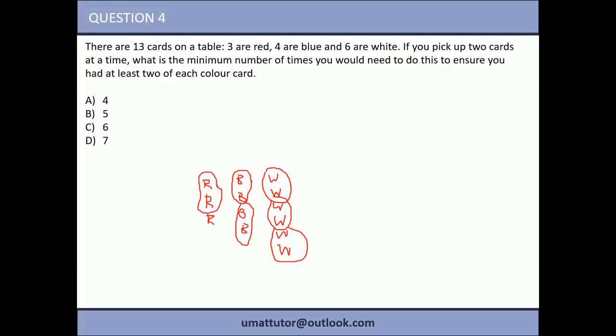But this is the worst case scenario. This is the longest it could possibly take to get 2 of each color, and you can see it's a total of 6, which is why the answer here would be 6. That's the basic approach to these. It's just a case of imagining the worst case scenario and seeing what that is. And it's fine to write it out and just sketch it up like this. It still doesn't take too long to work out.